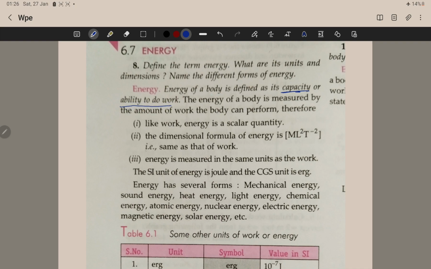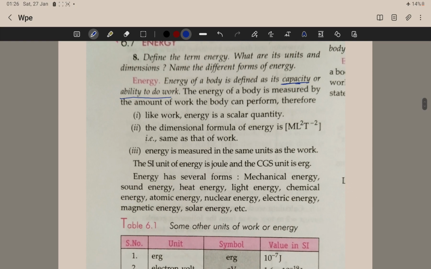Okay, so the energy of a body is defined as the capacity or ability to do work. So how much energy you have, or how much capacity you have to do the work, that is called the energy. So it is generally related with the capacity. So the energy of a body is measured by the amount of work the body can perform. So how do we measure energy? That is how much work we can perform. The capacity of the body to do work is nothing but the energy.